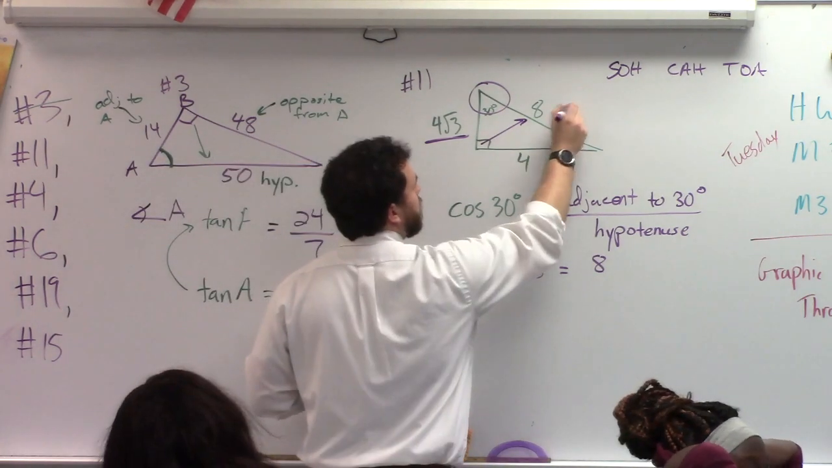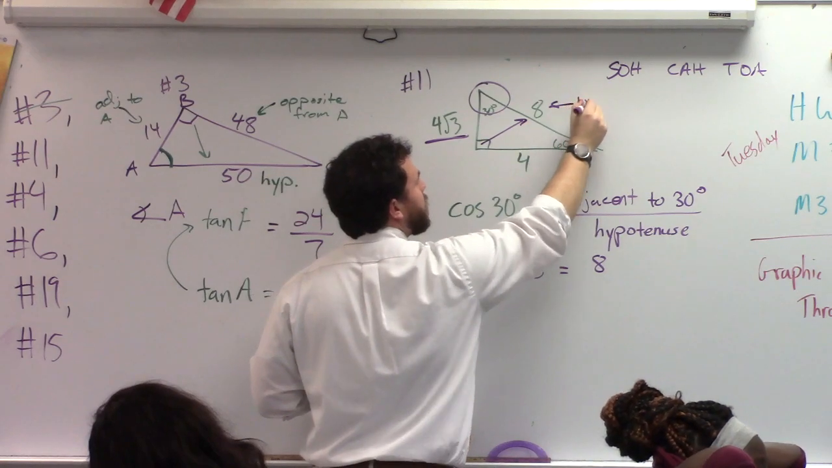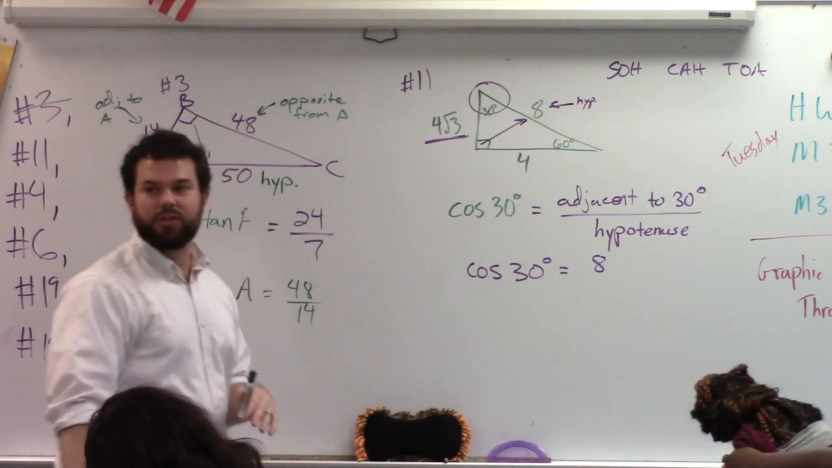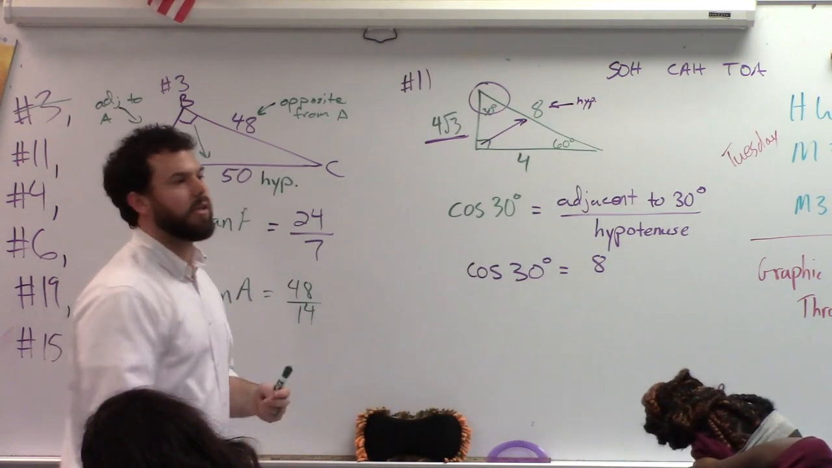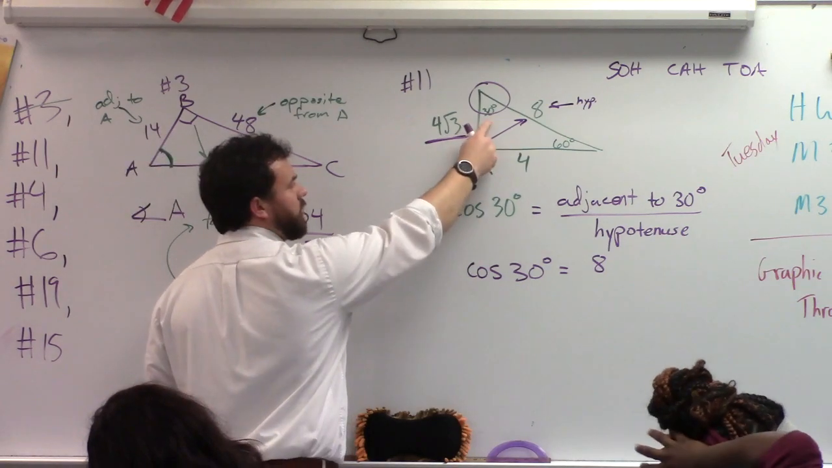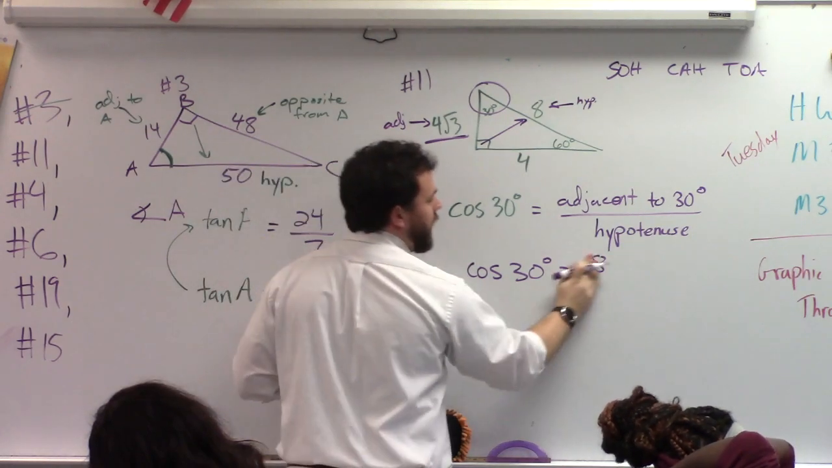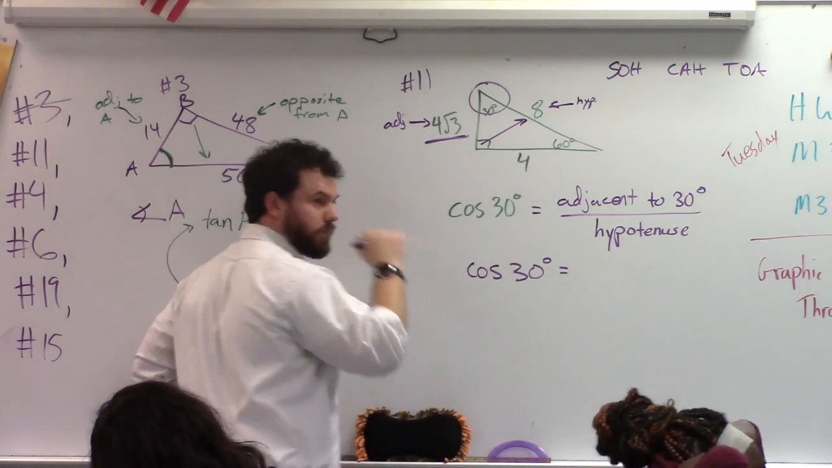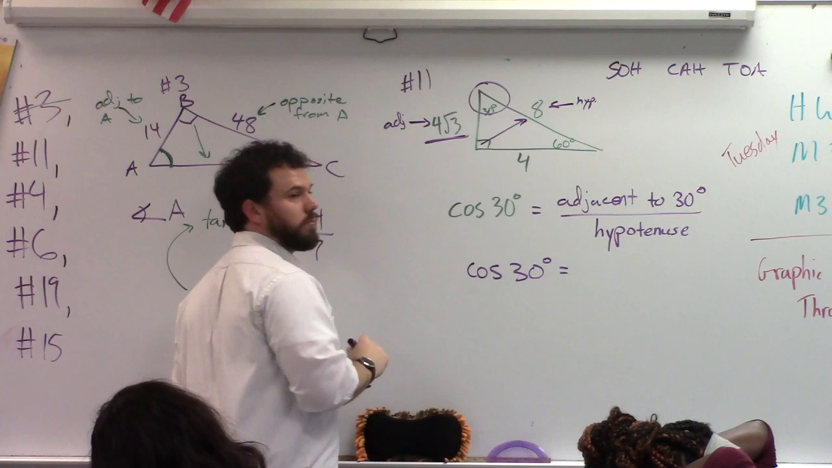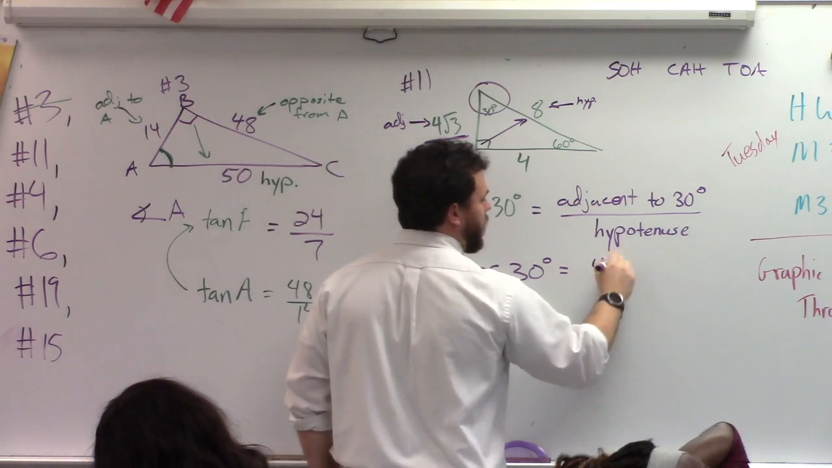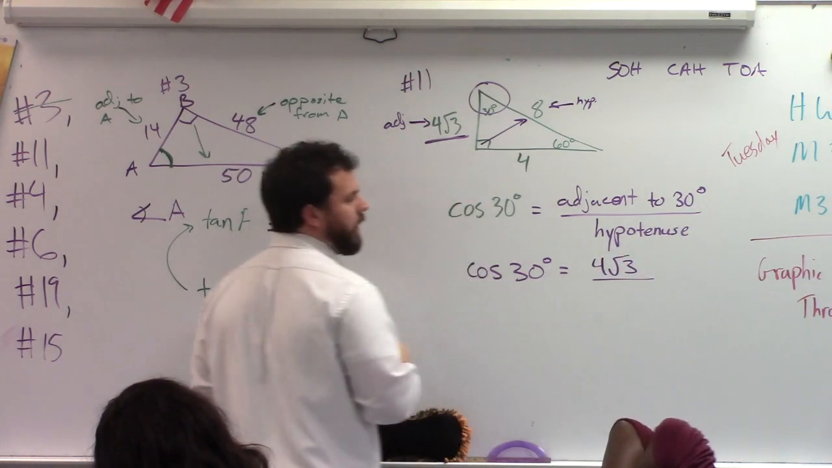So, notice we want to label our hypotenuse first, because that's going to help us identify the adjacent. Because now the only side that is adjacent or next to 30 is this one. And I'm done at this point. So my adjacent side is 4 square root of 3 divided by 8.